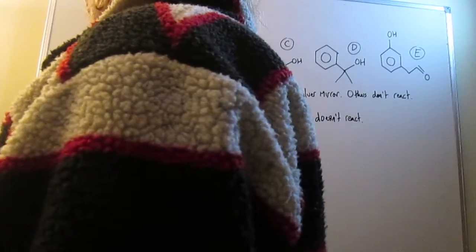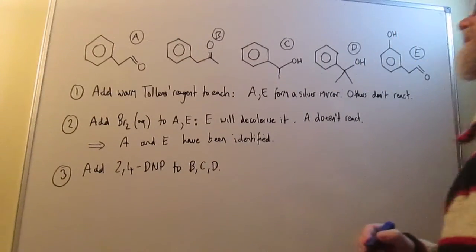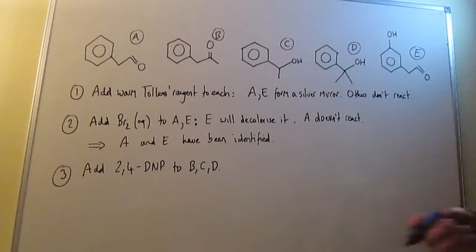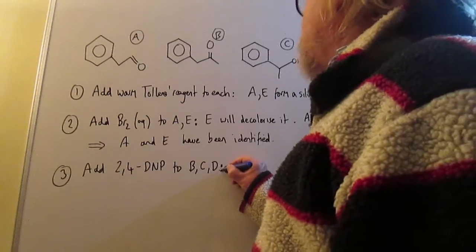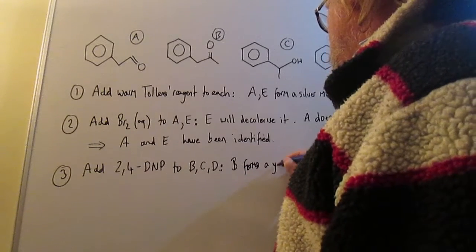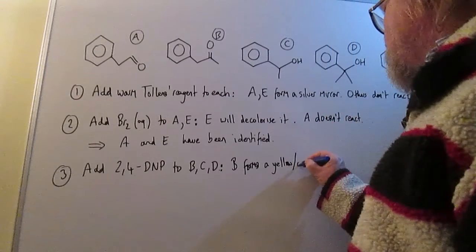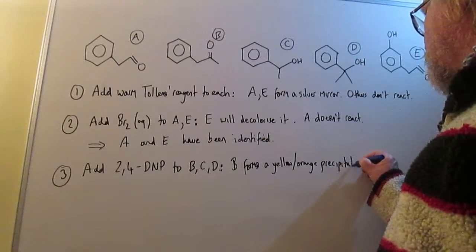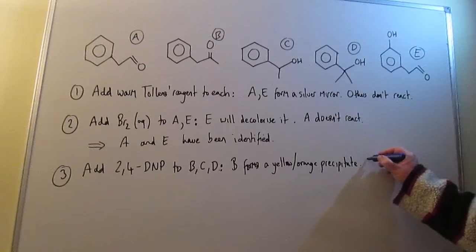So let's go for that one. So we're going to number 3, add 2,4-DNP to B, C and D. And the positive result there, remember, is aldehydes and ketones form a yellow or orange precipitate with 2,4-DNP. Other things just do nothing. So that's what we can say, is that B forms a yellow or orange precipitate. And the others don't react.